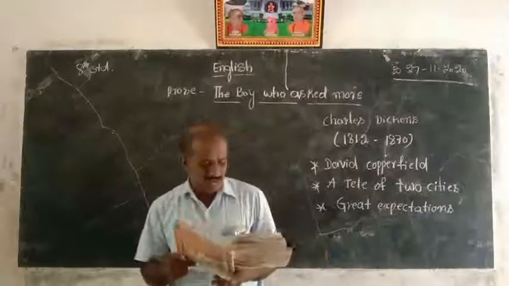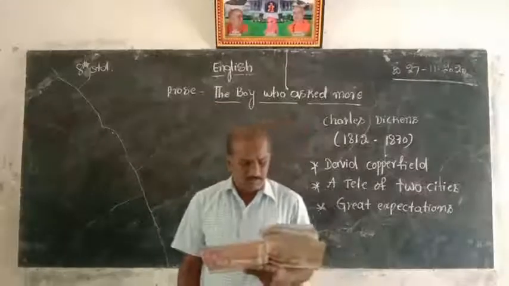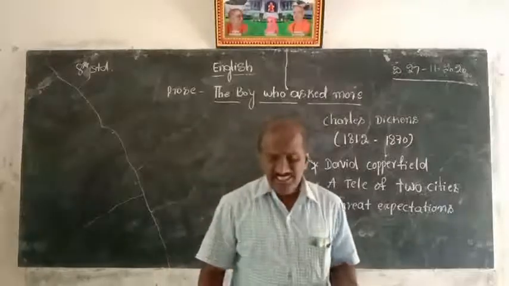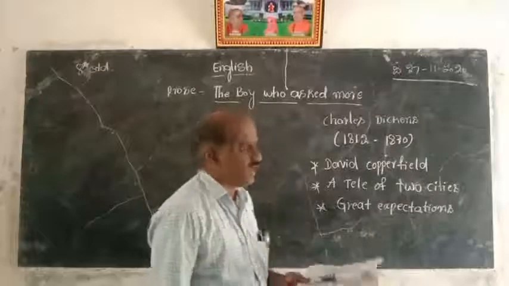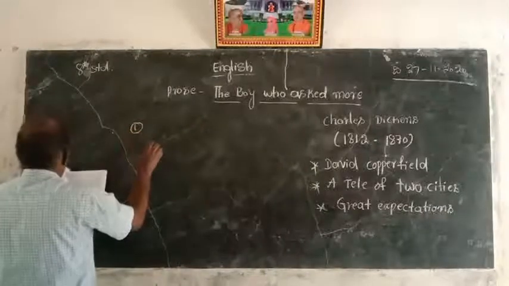So let's stop here. I will explain from the first paragraph. So here the main characters of this story, one is Oliver Twist.